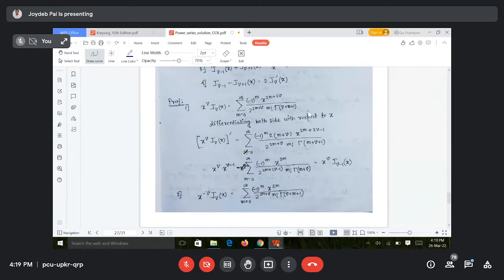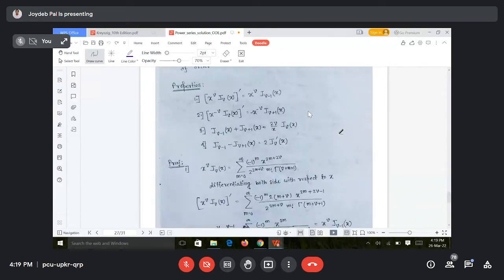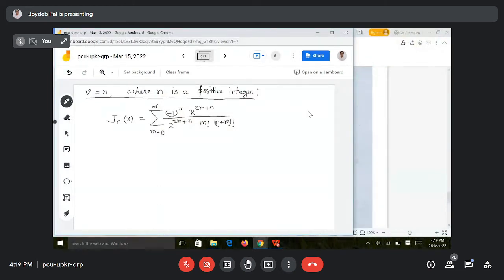Now see, the proof of this property is very easy. It is all about adjustment, means summation calculation. So how to prove it? You see. The first property I am writing: the derivative of x to the power nu J nu x is equal to x to the power nu J nu minus 1 x. Okay, so proof.